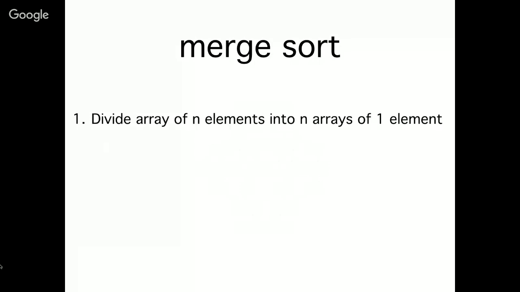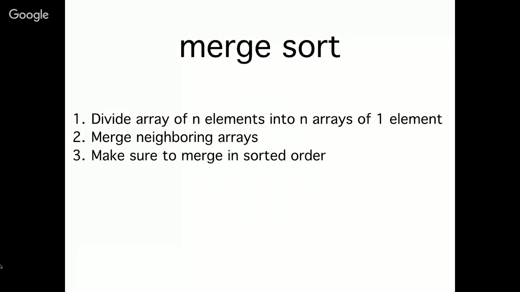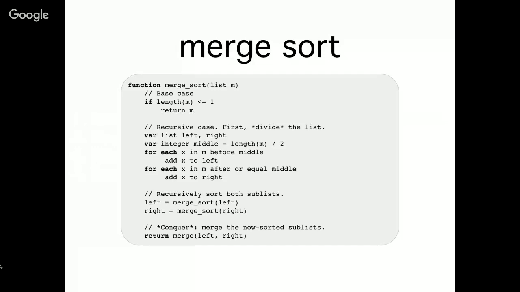So the logic here is to divide an array of n elements into n arrays of 1 element. And you end up merging neighboring arrays back together again, making sure you merge them in sorted order. And you end up repeating until you're only left with 1 array. So if we talk about the merge sort, this is where the recursion ends up coming in. And again, this is a great way to think about it.